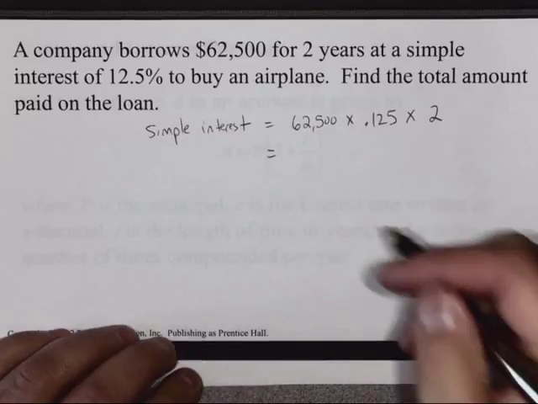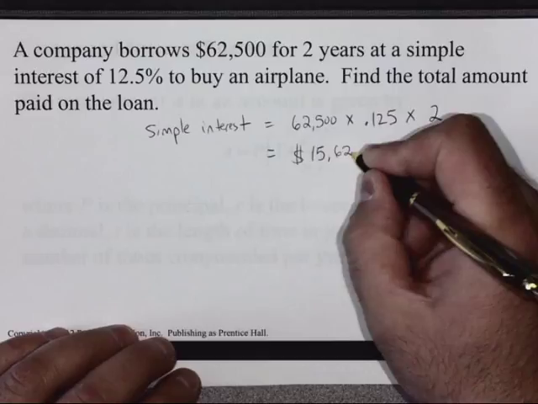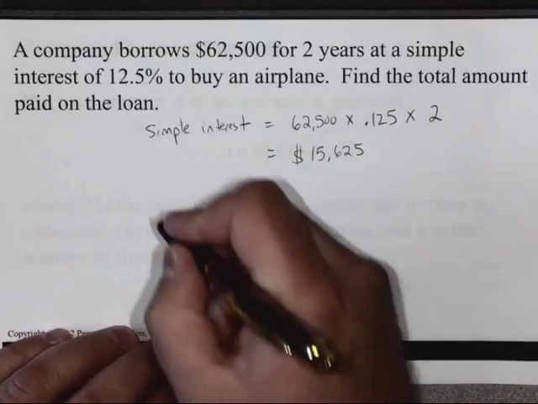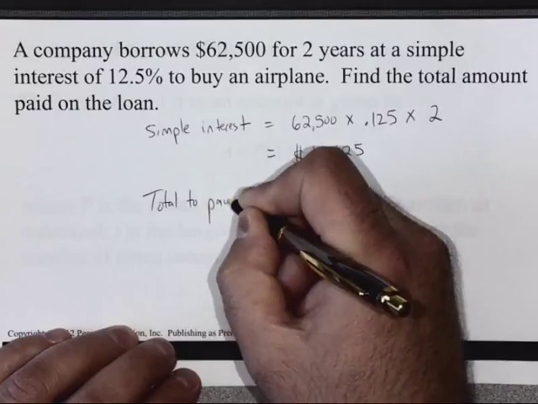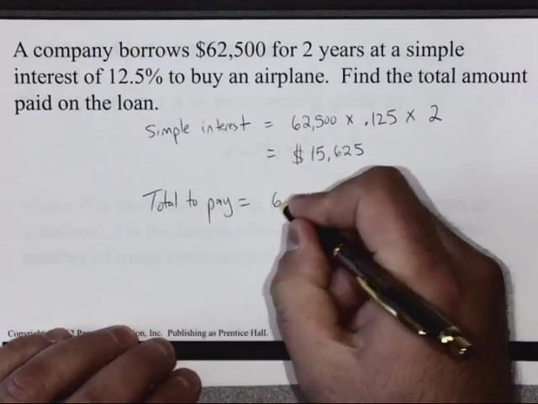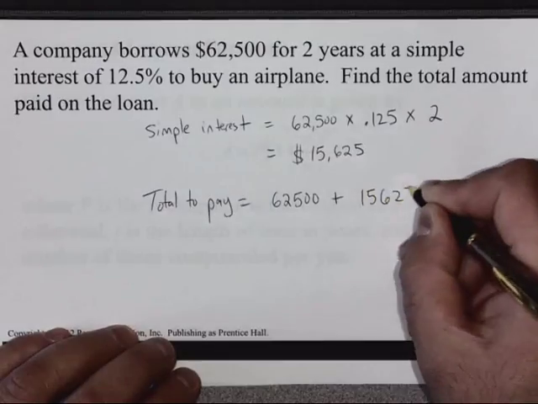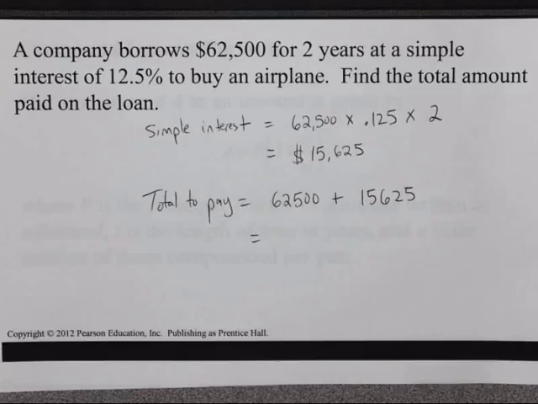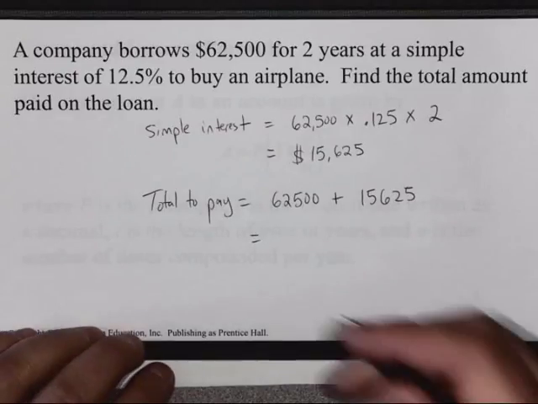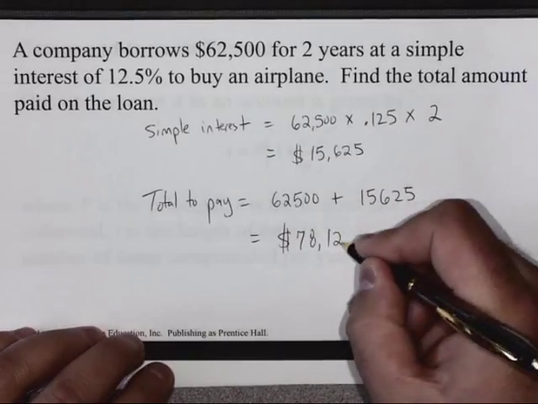And I get $15,625. So then to find the total amount to pay for the entire loan, I have to take the principal, how much I borrowed, plus the interest that I just calculated, and that should give me the total amount that I have to pay, so $78,125.